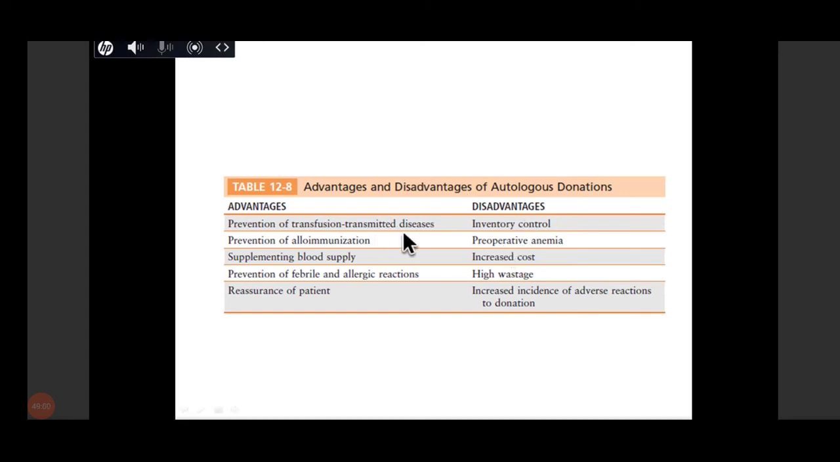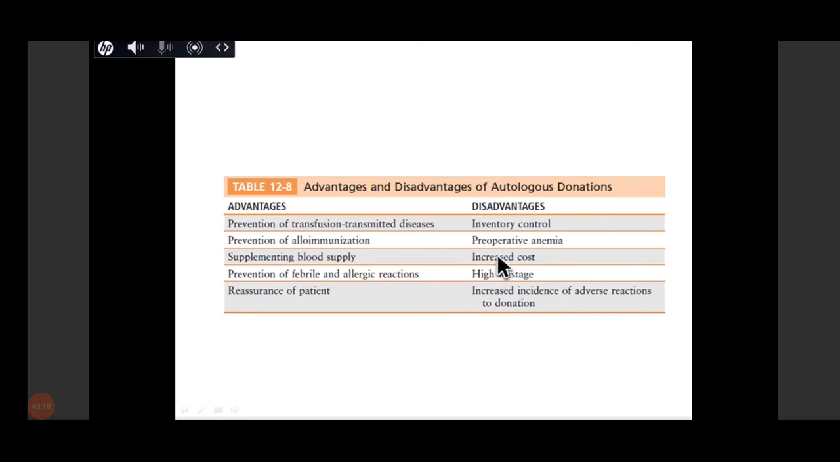Advantages are prevention of transmission of diseases, prevention of alloimmunization, supplementation of the blood supply, prevention of febrile and allergic reactions, and reassurance to the patients. As I've said, those who have a strong belief that they can't be transfused with any other blood.